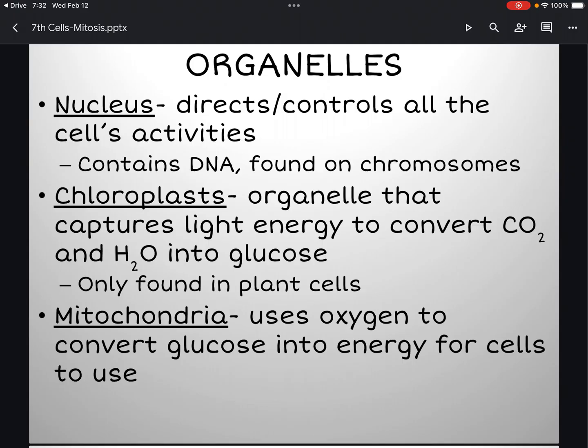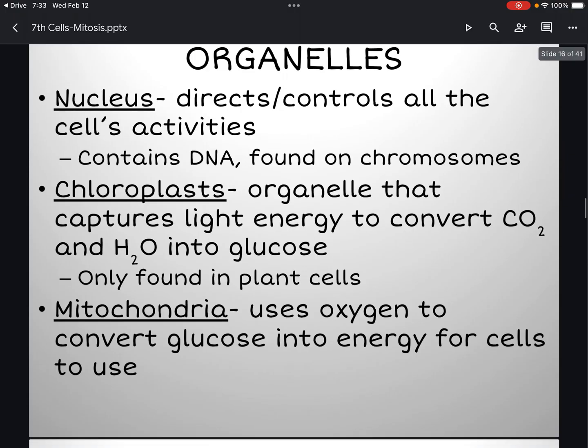If you look real closely at the definitions of chloroplasts and mitochondria, you can see that they're pretty much opposite of each other. Chloroplasts are turning energy into glucose or food. Mitochondria are turning glucose or food into energy. So what one is doing, the other one is undoing. You could think of it that way.